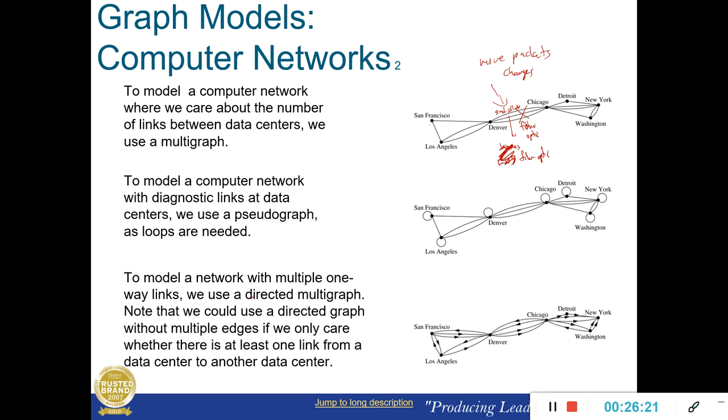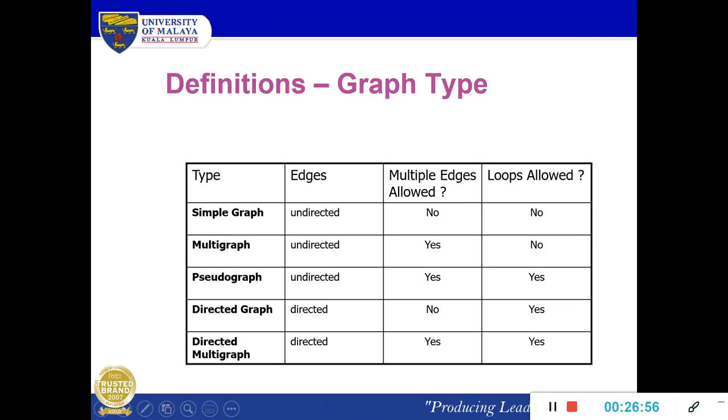To model multiple one-way links, we use a directed multigraph. Say San Francisco has two links to Denver, only one way, but from Denver to San Francisco you model one, one way. It's like download and upload. Denver downloading from San Francisco is much faster, but if Denver wants to upload to San Francisco, it's much slower. San Francisco uploading may be much faster, but if San Francisco wants to download from Denver, it's much slower.